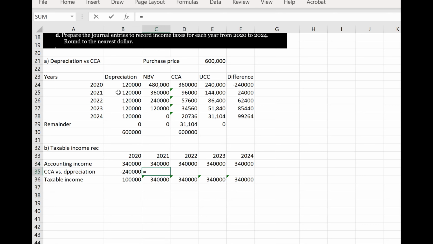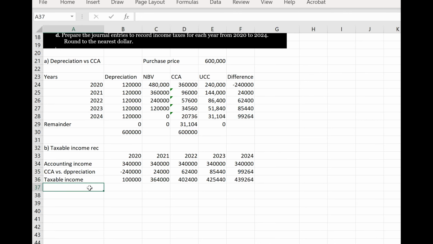For the next year, my depreciation for book purposes was 120, but my CCA was only 96. So I'm only allowed to deduct 96,000 for tax, but I've already deducted 120, which means I need to add back 24,000 to my taxable income because I've taken too big of an accounting deduction versus what's allowed for tax. And similarly, as we go through, except for the year with the AII, our depreciation is higher than our CCA. So we're adding back the difference. And you can see how that changes our taxable income here.